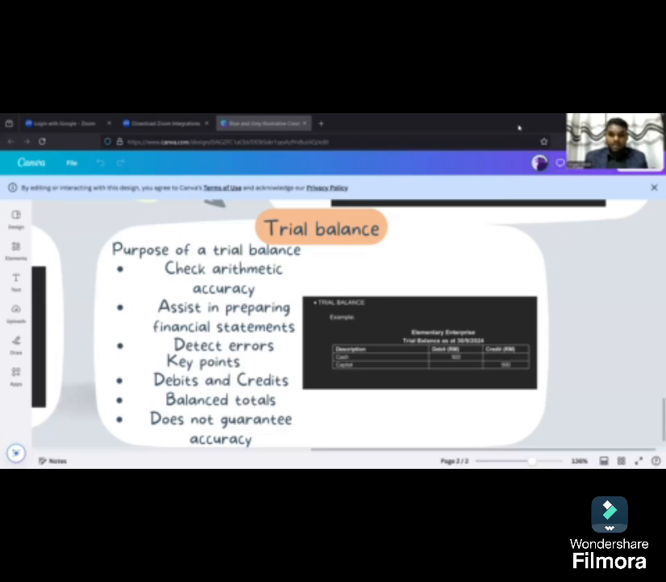The third, assist in financial reporting. It serves as the foundation for preparing accurate financial statements by verifying the balance of all accounts. Furthermore, we got detect errors. Key points: debits and credits, balance total, and the last but not least, it does not guarantee accuracy.